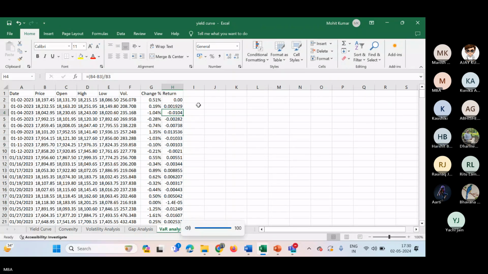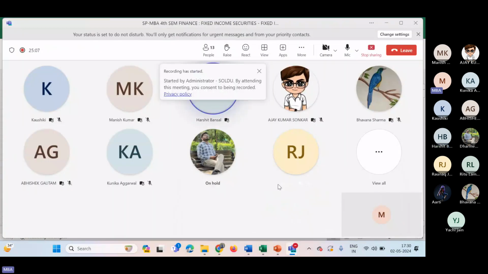Shall we proceed? Yes, sir. Let me just grab my mouse. Just give me 1 second. It's taking a bit of time. Give me 2 minutes. Okay. Okay, got it. So where were we?